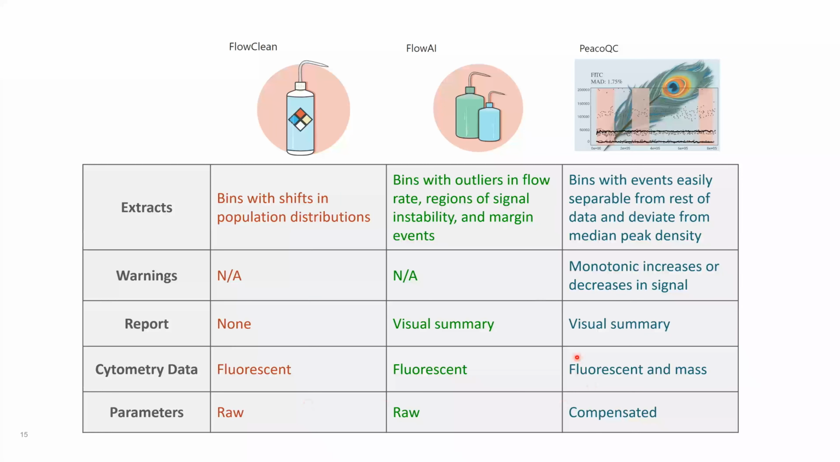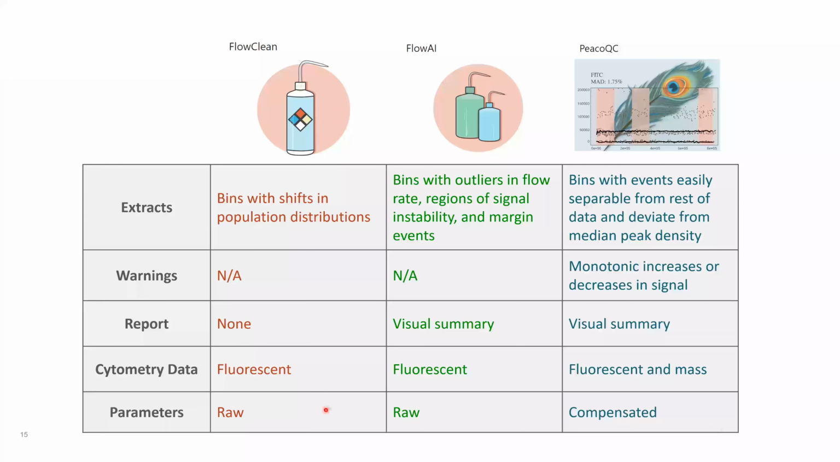And what kind of cytometry data sets can we use? FlowClean and FlowAI work best on fluorescent cytometry data, whether it be conventional or spectral. But that doesn't mean they can't be used with mass cytometry data, but they do sometimes fail on occasion. Or in the case of FlowAI, we might have to exclude some of the checks in order to get it to pass. Whereas Peacock has been made suitable for both fluorescent and mass cytometry data sets.